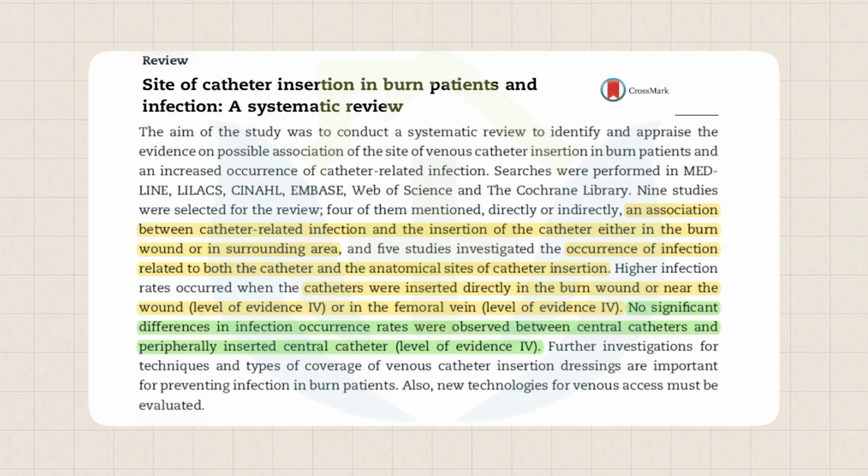You can improvise. You can put a central line through peripheral veins like the saphenous vein also. This has also been done. So you have to improvise.